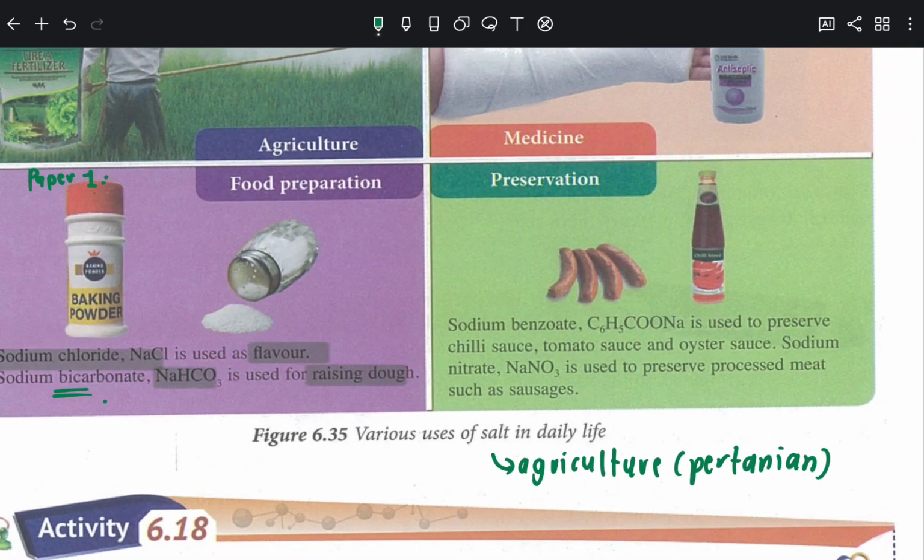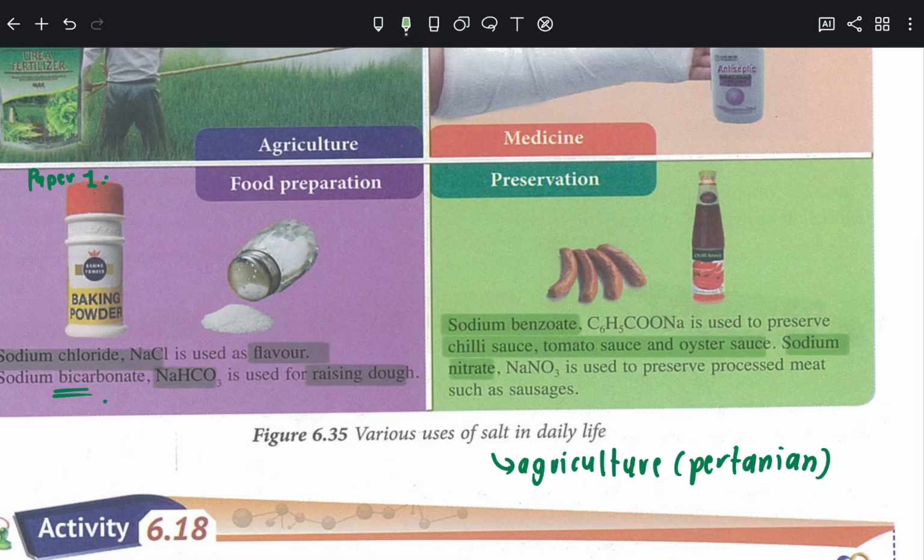And last thing, preservation. Okay, I already told you the main reason why we're doing preservation. Basically, we use sodium benzoate salt to preserve, or sodium nitrate. Mostly sodium. Okay, sodium benzoate salt we use on sauces, like if you want to make chili sauce, tomato sauce, oyster sauce.